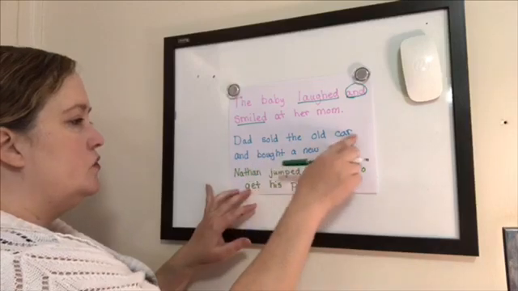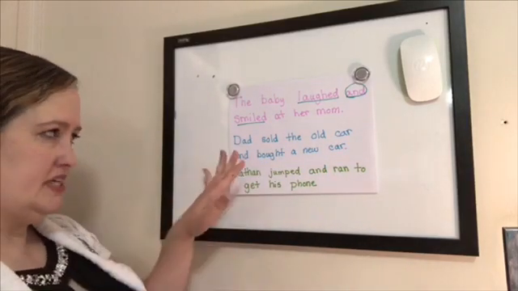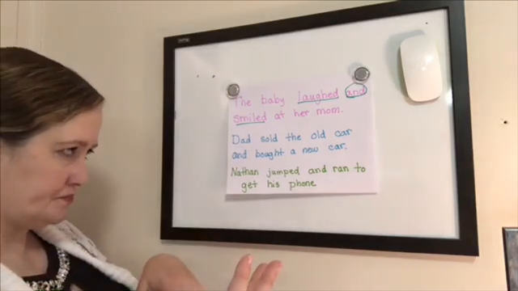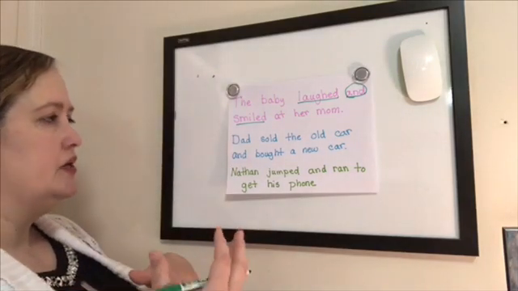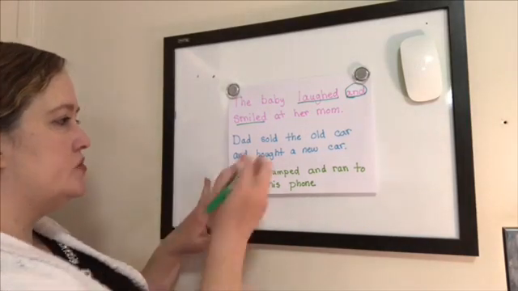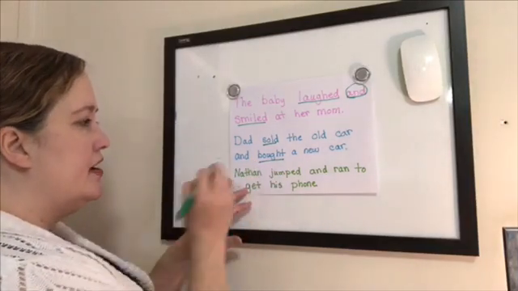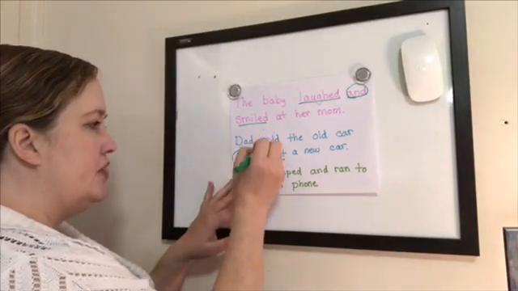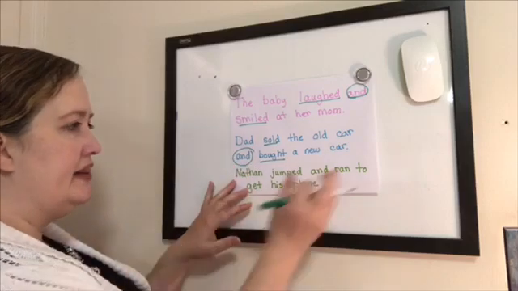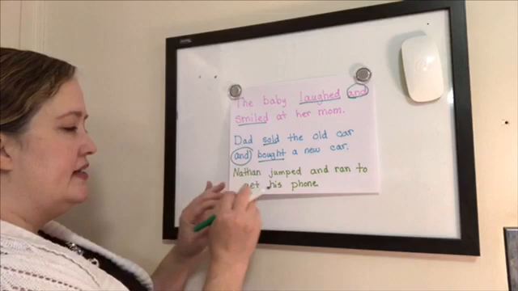Dad sold the old car and bought a new car. Dad's the subject. And what did he do? He sold the old car and bought a new car. And so those are two action words connected by and. They don't have to be right beside each other in the sentence.